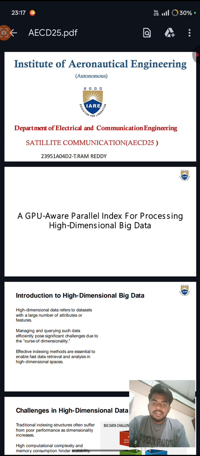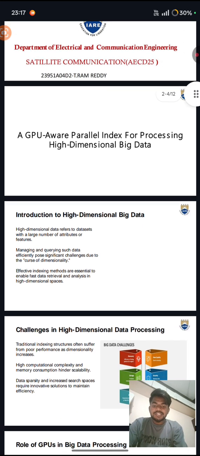Today the subject is satellite communication. Today's topic is a GPU aware parallel index for processing high dimensional big data. Introduction to high dimensional big data.